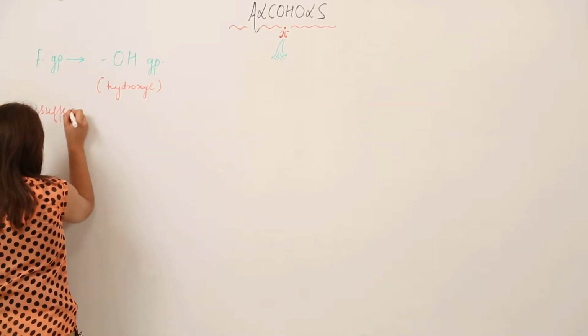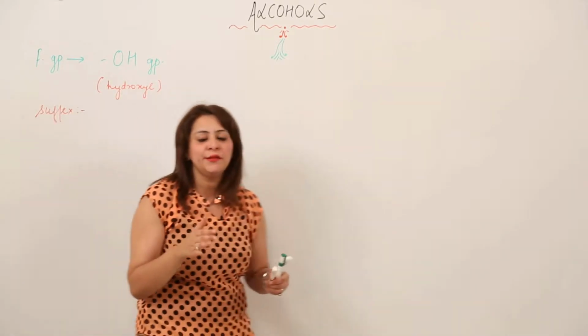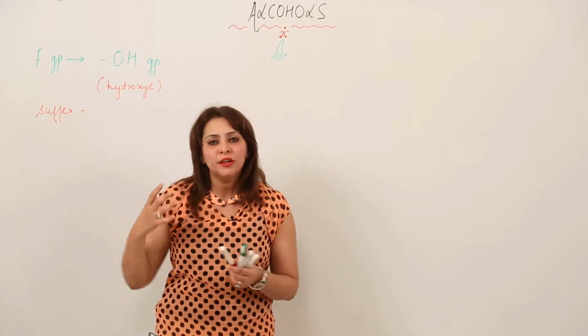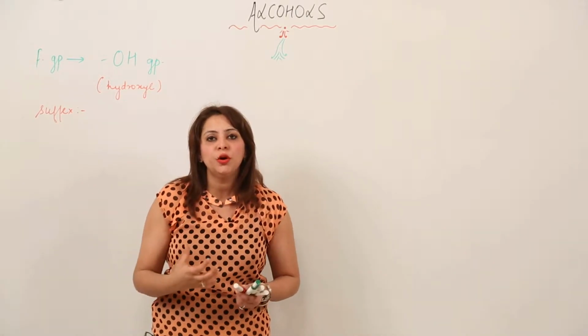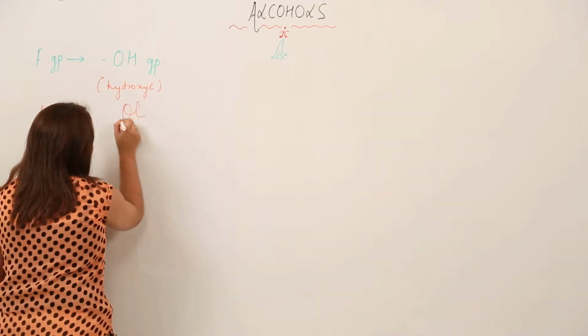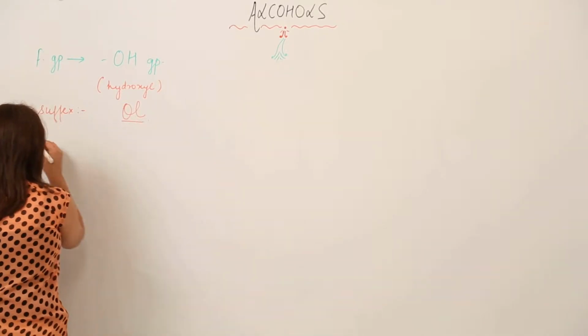This is called the hydroxyl group, and before we start with the members, I want you to know what the suffix involved is. Suffix is the ending of the name. In the case of alcohols, the names of the members end with the suffix "ol". So the suffix is "ol". Now just look for the members.